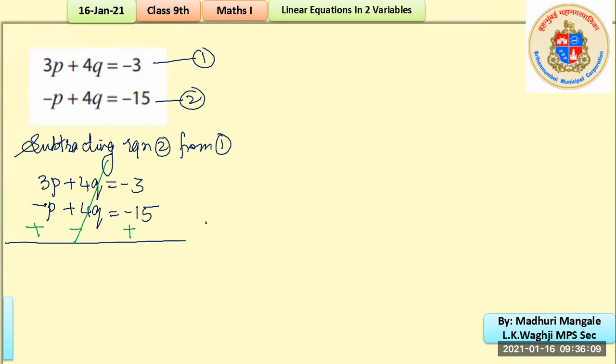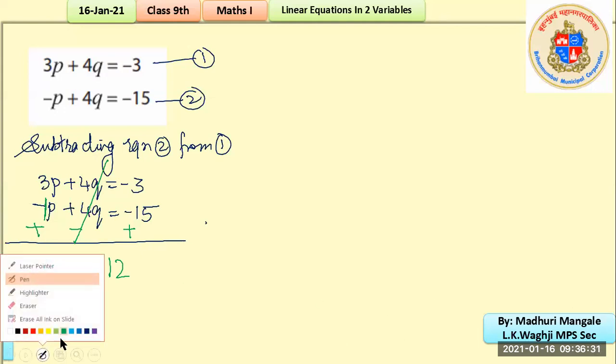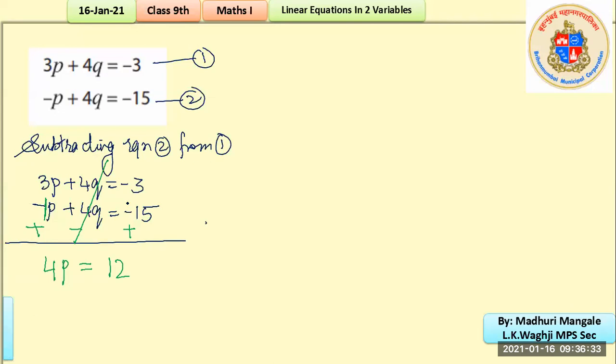3p plus p. Here the coefficient is 1. So 3 plus 1 will make it 4p, which equals minus 3 plus 15. Minus 3 plus 15 will be how much? It's 12, and the sign of the greater number is already positive. And now we need to get rid of 4. So how do we do that? 4 is in multiplication here. It moves to the other side and becomes division, divided by 4. So p equals 3.